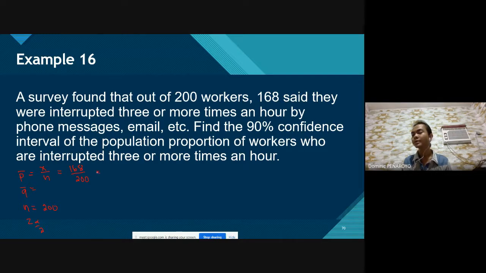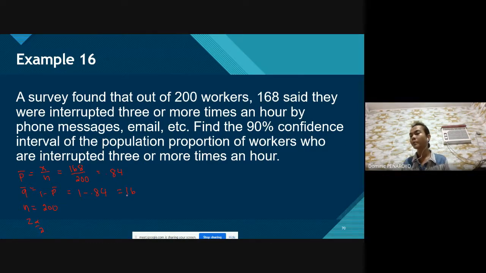So using your calculator, 168 divided by 200. So that's 0.84. So 0.84 is our P-bar. Now, next is Q-bar natin, which is 1 minus P-bar. So that would be 1 minus 0.84, that is equivalent to 0.16.